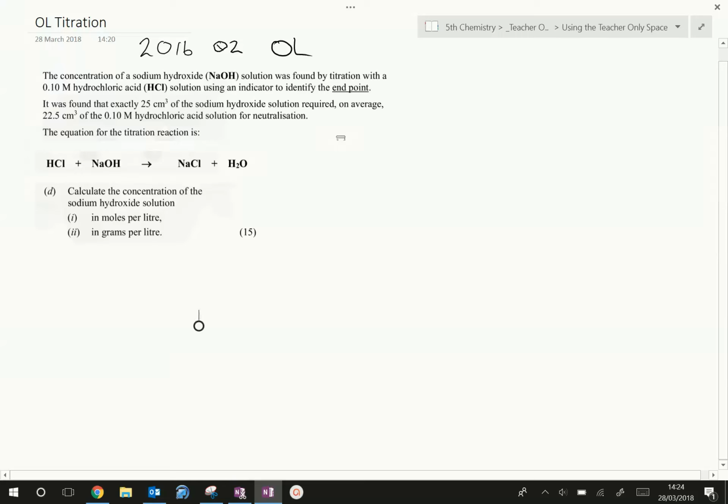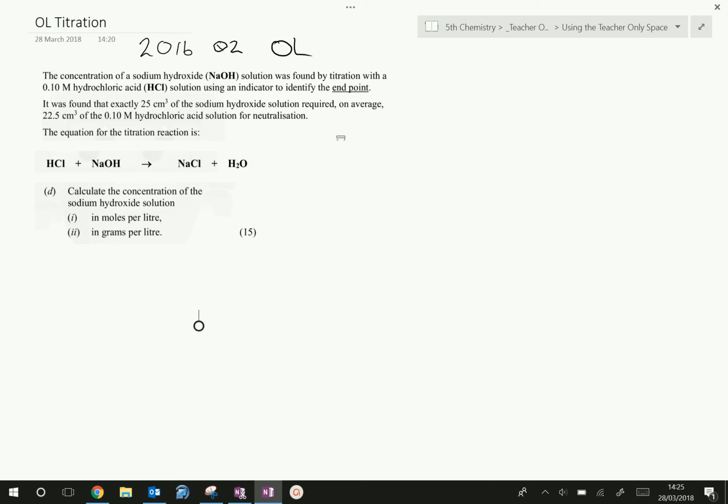Here we're going to go through the calculations for the question 2 titration question in the 2016 ordinary level paper. So we're told at the top of the question that the concentration of a sodium hydroxide solution was found by titration with a 0.1 molar hydrochloric acid solution using an indicator to identify the endpoint. It was found that exactly 25 mls of the sodium hydroxide solution required on average 22.5 mls of the 0.1 molar hydrochloric acid solution for neutralization.